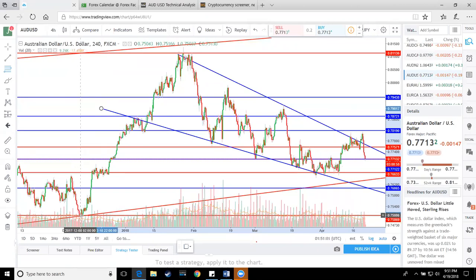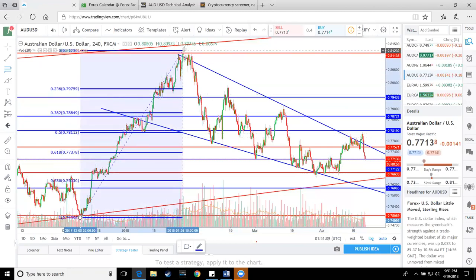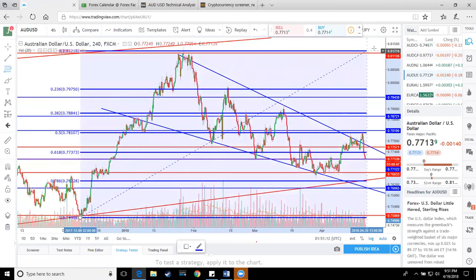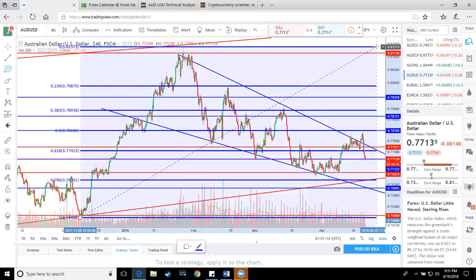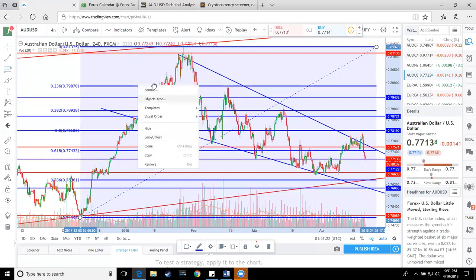So I always mark up my Fibonacci from the previous trend. The previous trend was an uptrend. So I'm coming over here, dragging this from the bottom of the trend all the way to the top, and I drag it across so I can see where the levels fall in all of it. And actually we can change the color of this so it's a little bit easier to see. So you just right click it.